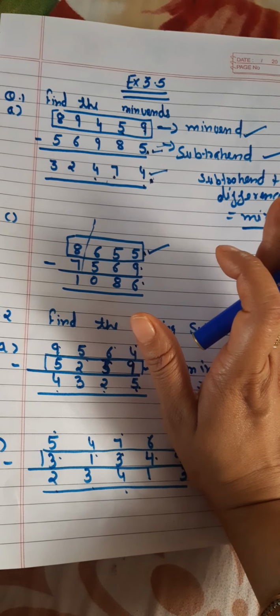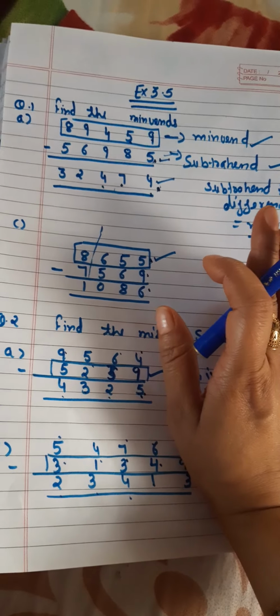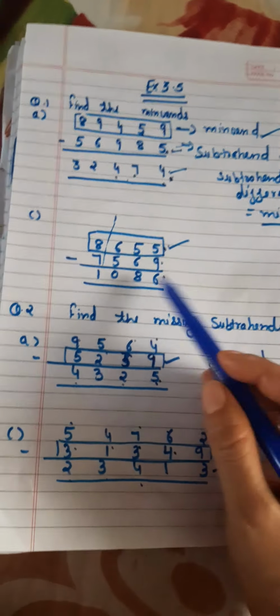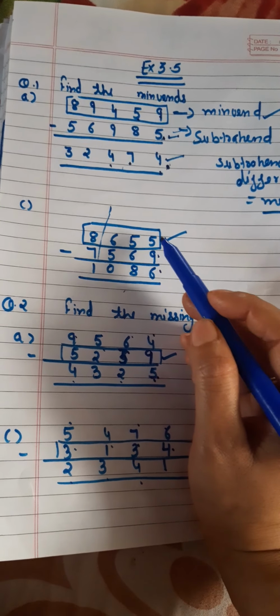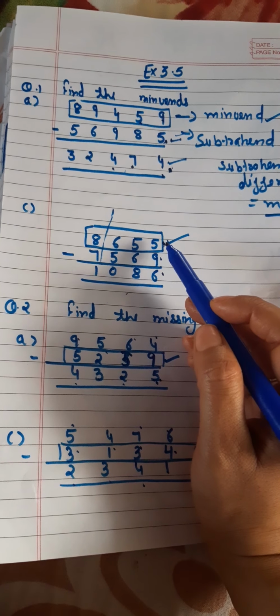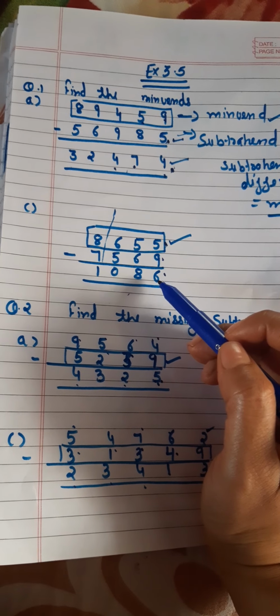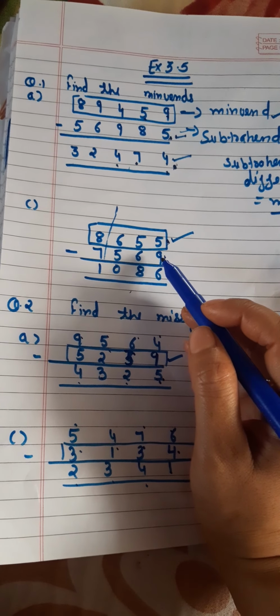Is it clear? You just keep in your mind how to calculate the minuend, and the rest, in the case of your addition, you already know how to add the things. So minuend is subtrahend plus your difference. Let's do one more case. Here again we have to calculate the minuend. For calculating the minuend, we have to add our subtrahend as well as our difference.